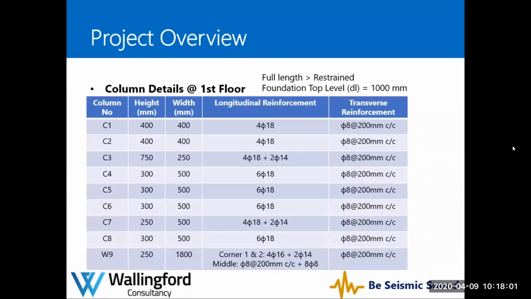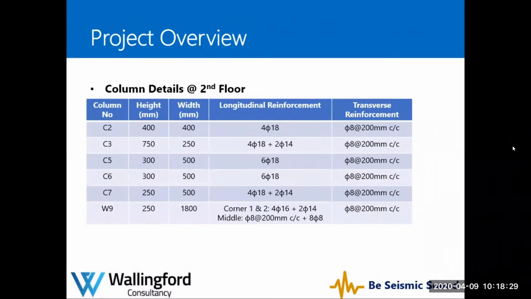And then these are some of the details. Later on, we will use this column detail to help us construct our models. I will come back and forth to look at this table to construct our model, which is our columns. This consists of 8 columns and 9 concrete walls. These are all the details for floor 1, and this is the column detail for the second floor.